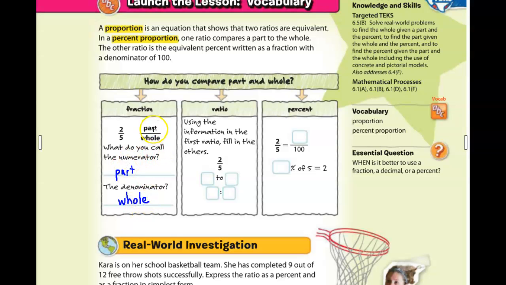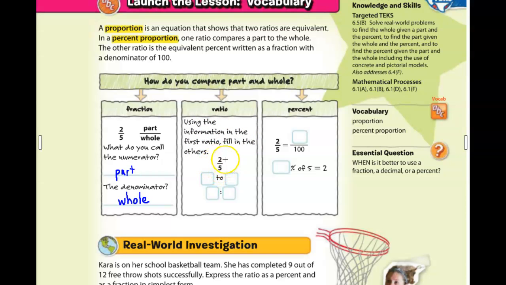Now, sometimes the part can be larger than the whole if we're talking about an improper fraction that ends up becoming a mixed number. So don't always think that the part is smaller than the whole, because that's not the case. A ratio uses information. Using information in the first ratio, fill in the others.